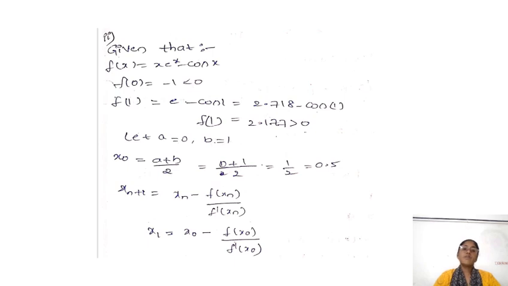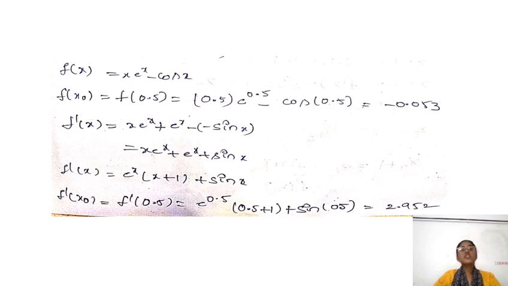Newton-Raphson method formula, we can substitute the values. x n plus 1 is equal to x n minus f of x n by f dash x n. x1 is equal to x naught minus f of x naught by f dash of x naught. We can substitute the values of x e power x and cos x. f of x is equal to x e power x minus cos x. f of x naught is equal to f of 0.5, that implies 0.5 e power 0.5 minus cos 0.5, that implies minus 0.053.